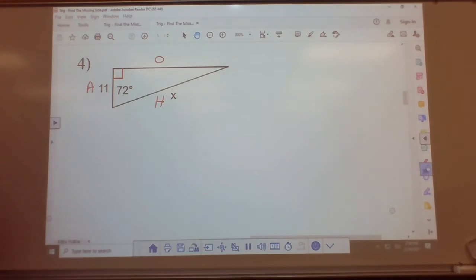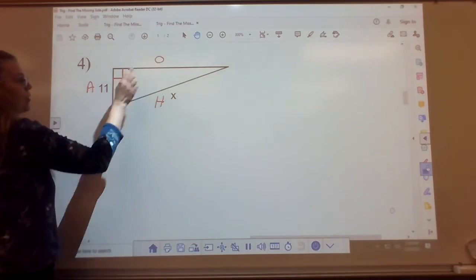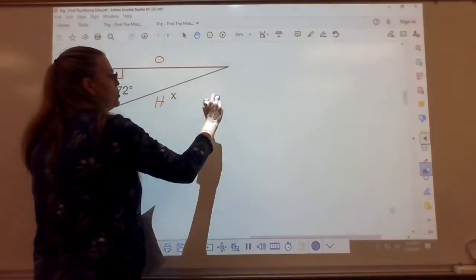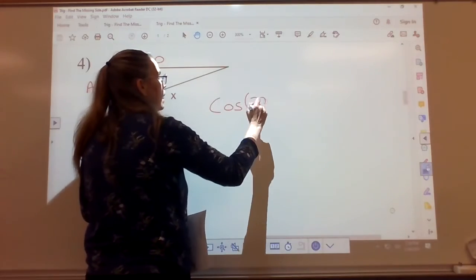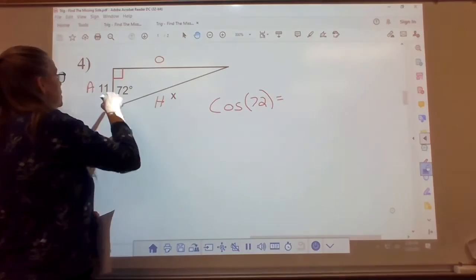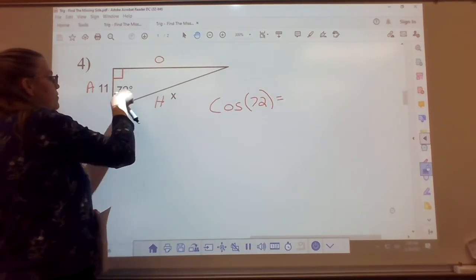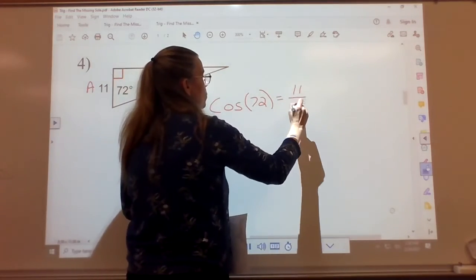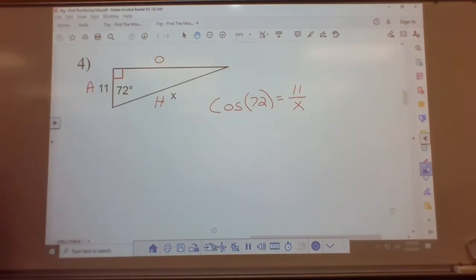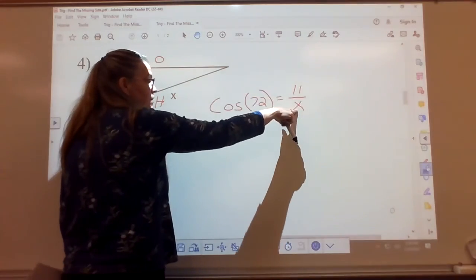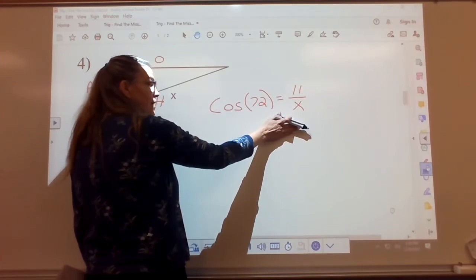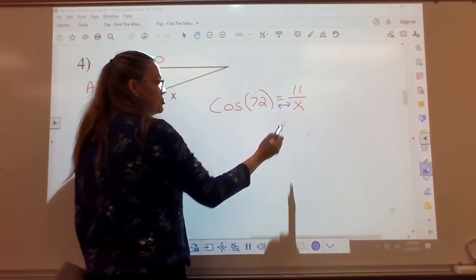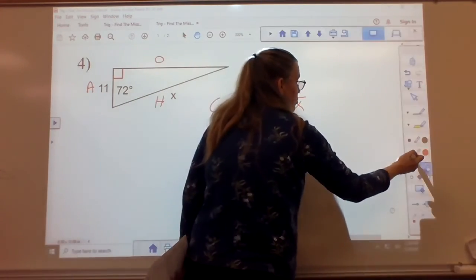It's another cosine. I can't use the O. I can only use an A and an H. So cosine of the degree equals AH, 11 over X. So 11 over X. There's my set. Now this is like number 2. I got a number on top and a variable on bottom. So same as what I did before, I just need to know that if it looks like this, I've got to trade those two.